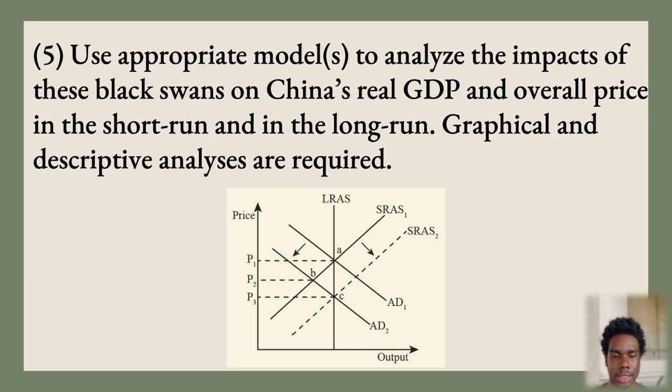On the y-axis, we have price, and on the x-axis, we have output. We have price levels 1, 2, and 3. The points A, B, and C indicate the equilibrium. LRAS is the long-run aggregate supply, SRAS is the short-run aggregate supply, and AD is the aggregate demand.